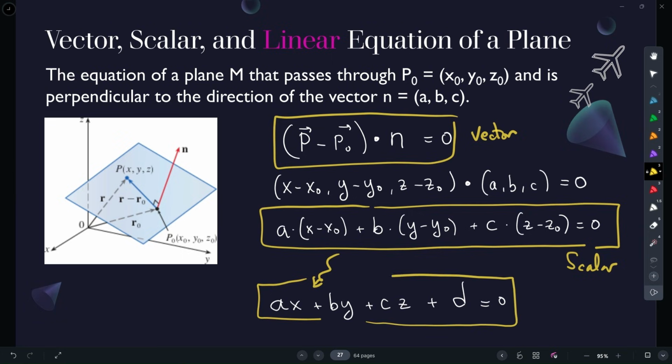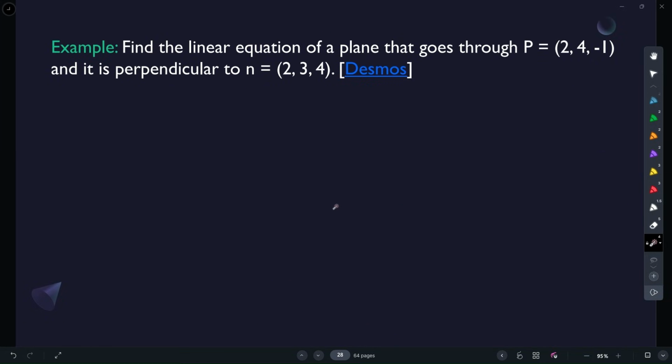And this equation right here is what we call the linear equation, because it's given by one linear equation in the variables x, y, and z to the first power. And one thing to remark is that the coefficients a, b, c in the linear equation are the coefficients of the normal vector. Okay, so let's see an example. In this example, I'm going to find the linear equation of a plane that goes through a point 2, 4, minus 1, and is normal to 2, 3, 4. I can start from, say, the scalar equation.